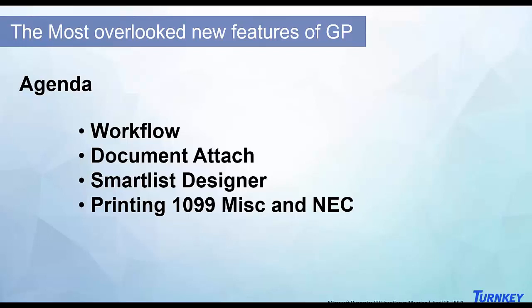So here's our agenda. We're going to talk about workflow. We're going to talk about document attachment, Smart List Designer, which Sean briefly talked about. And then we're going to talk about printing the 1099 miscellaneous and NEC at year end. And, like Jason talked about earlier in the presentation at the beginning, there were a lot of changes to that at year end. And we'll talk about that here in a little bit.